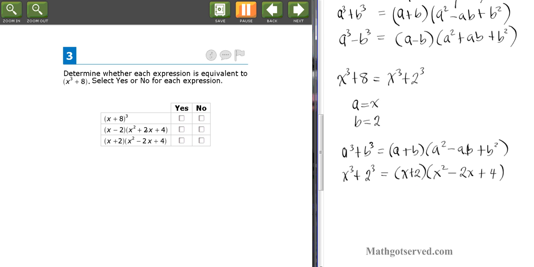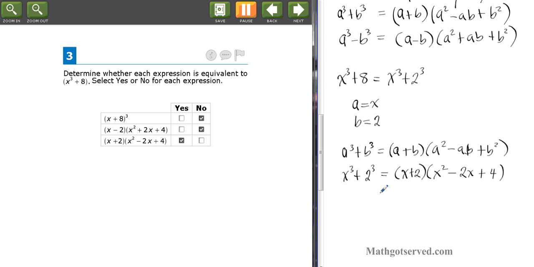So this is the factored form of x to the third plus 8. So which of these options here match this factored form? Clearly, it's not that one. Let's see. Oh, option letter 3. So for this one you say yes, and for the other two you say no, no.